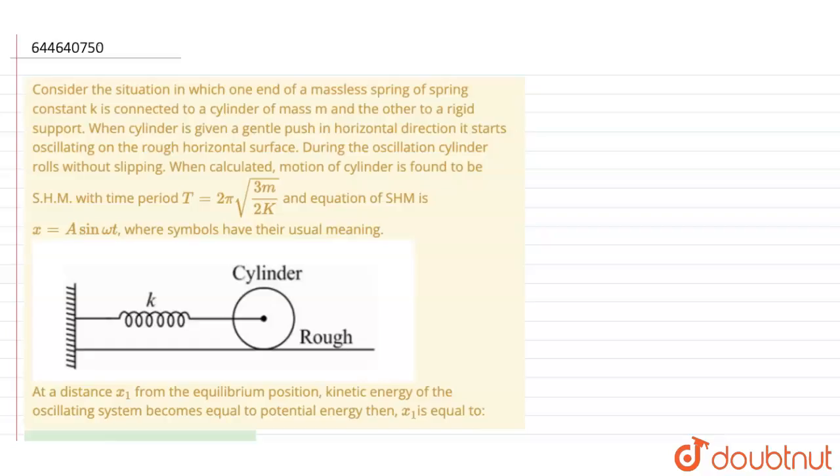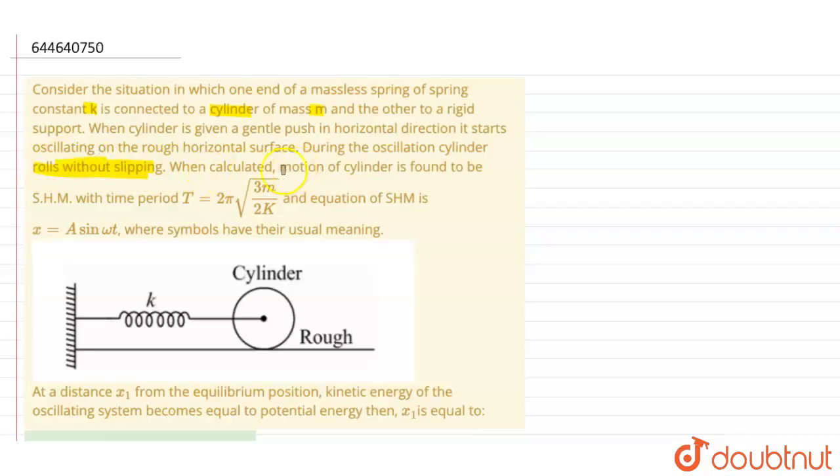Hello. So the question is: consider a situation in which one end of a massless spring of constant K is connected to a cylinder of mass M and the other end to a rigid support. When the cylinder is given a gentle push in a horizontal direction, it starts oscillating on the rough horizontal surface. During the oscillation, the cylinder rolls without slipping. It rolls without slipping, which means pure rolling is given to us.